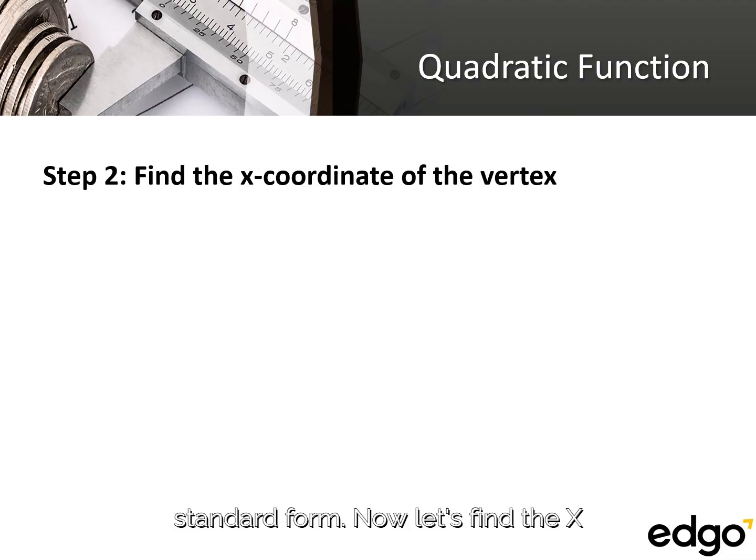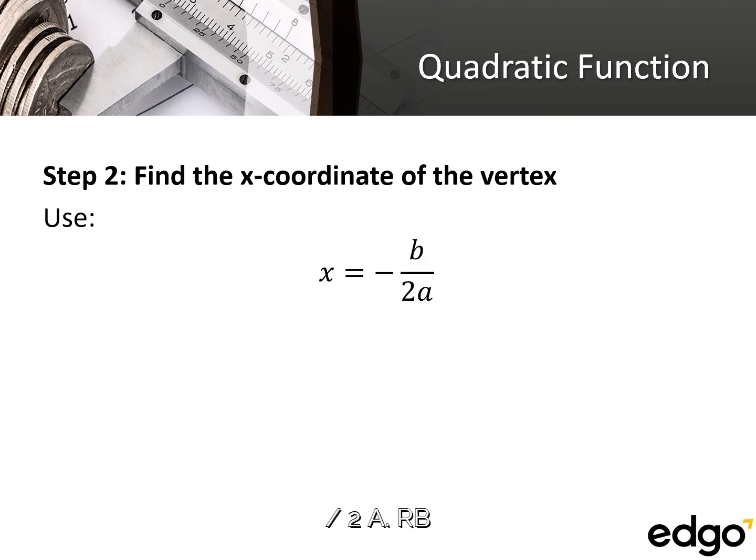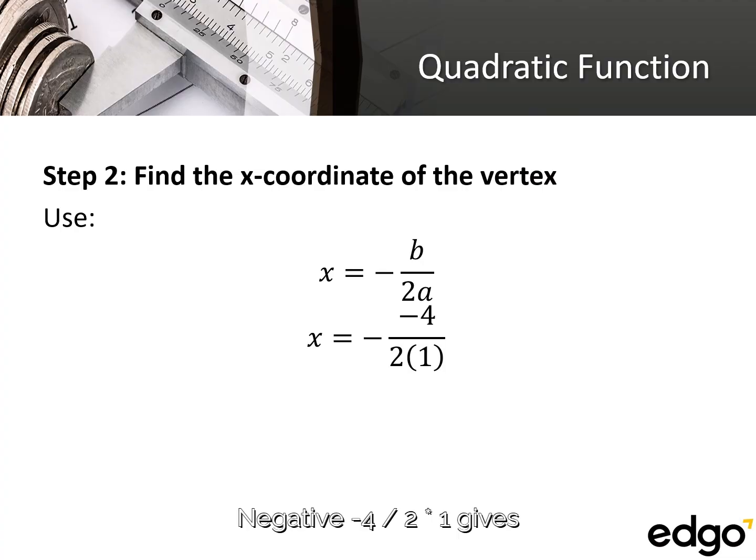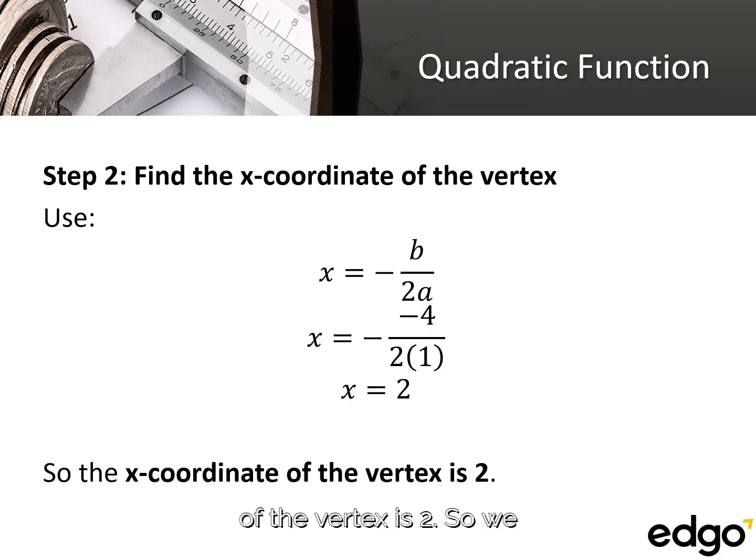Now let's find the x-coordinate of the vertex. We use the formula: x equals negative b divided by 2a. Our b is negative 4, and our a is 1. So we substitute those values. Negative of negative 4, divided by 2 times 1, gives us 2. Therefore, the x-coordinate of the vertex is 2. So we now know where the vertex is horizontally. But we still need the y-coordinate to find the complete vertex.